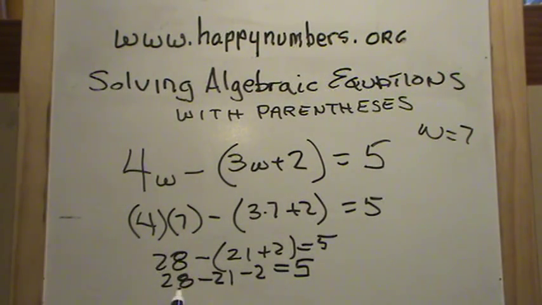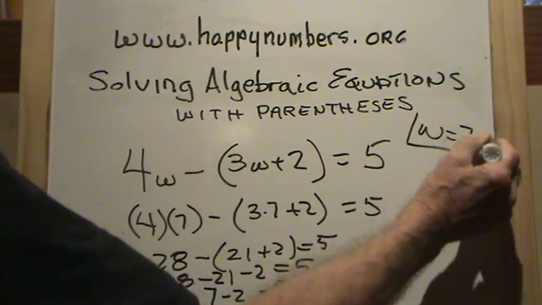Well, 28 minus 21 is 27. My bad. 28 minus 21 is 7. And 7 minus 2 is 5. And 5 equals 5. So our solution, 7, is correct.